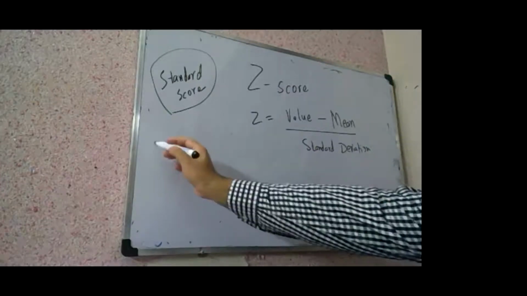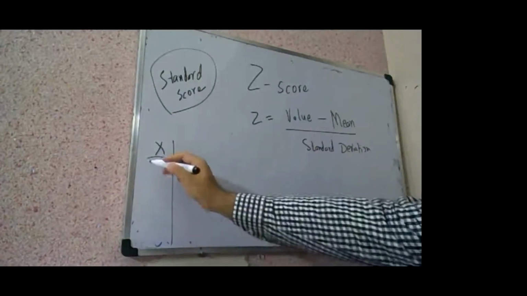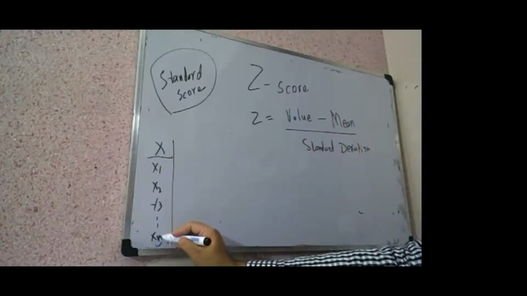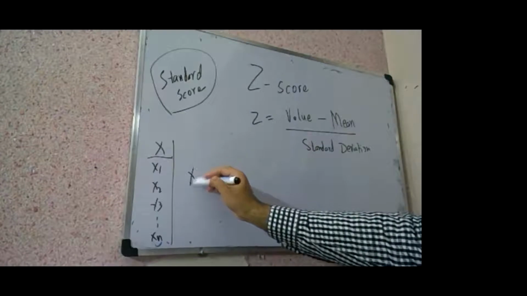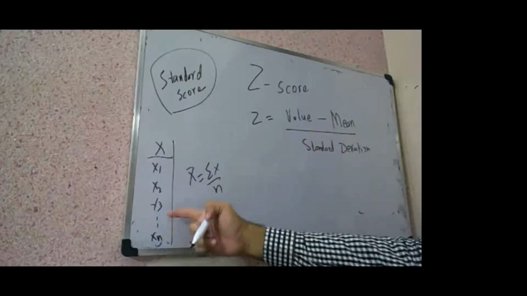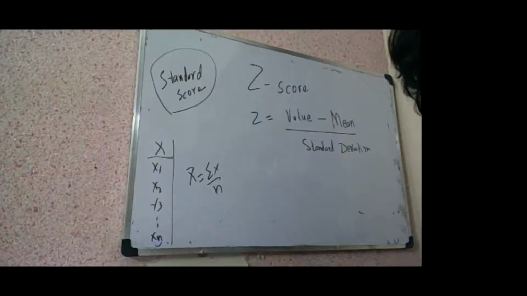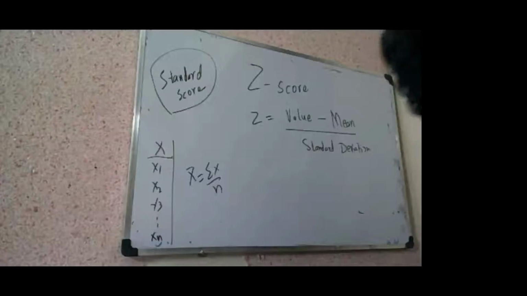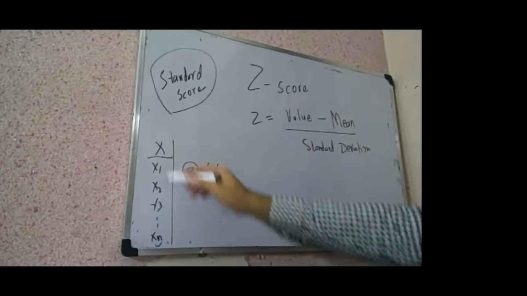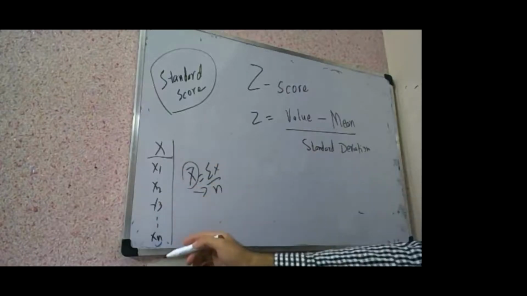Or any value, because if we have x, we have x1, x2, x3, and so on, xn. And we have x bar given, which is the sum of x by n in this case, because there are n, right? Because we can calculate x bar from here, and x is the value x1, x2, x3.